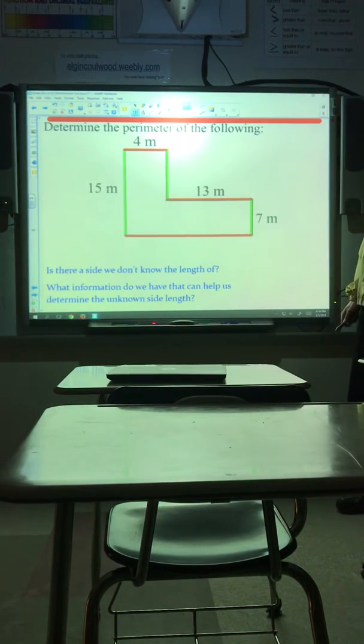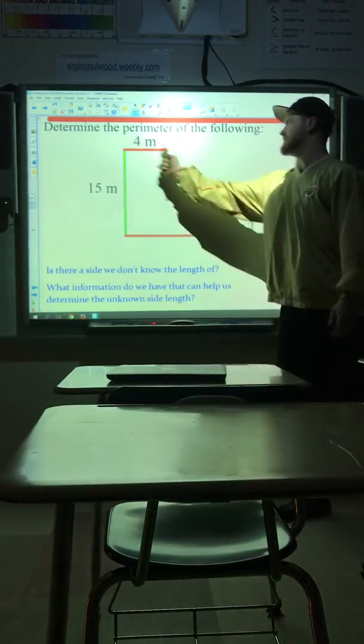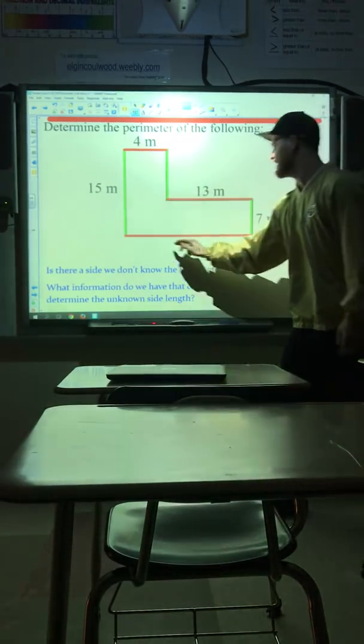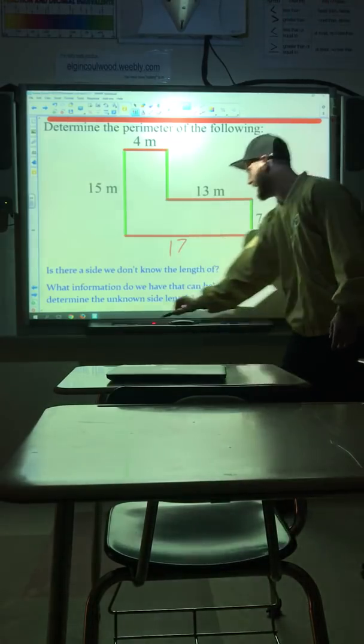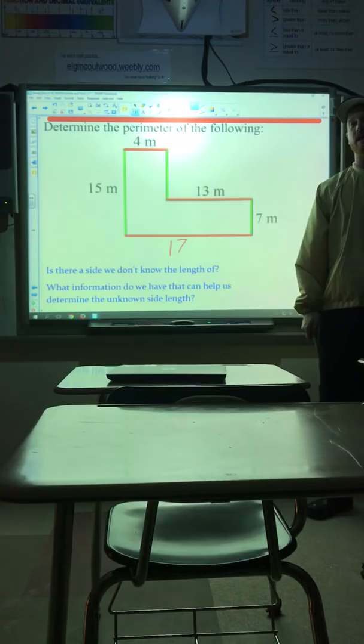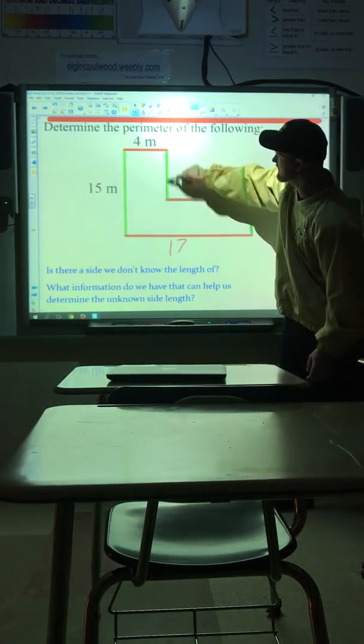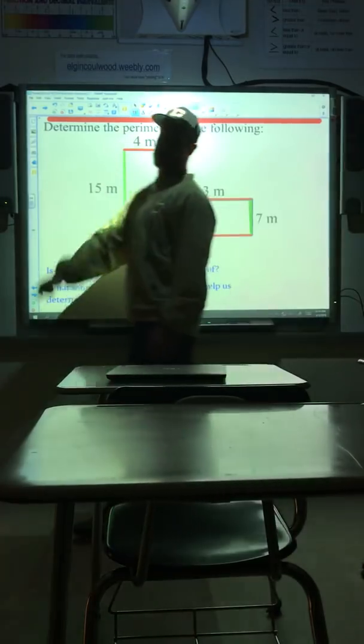Let's do the horizontal, the red sides first. It's easy. We got two short sides, 4 and 13. We're missing a long piece. Just add the two short sides, 4 plus 13. That would give me 17. Now, for the green side, this time I am given a long side. So it's going to be this plus this equals 15.